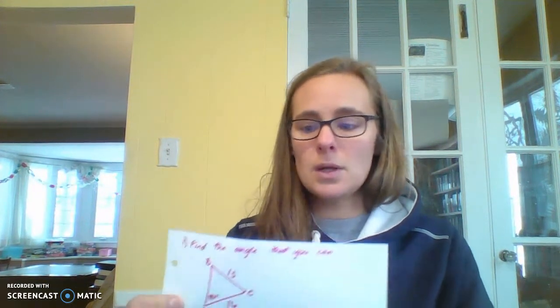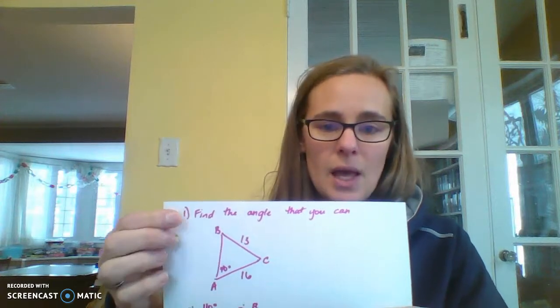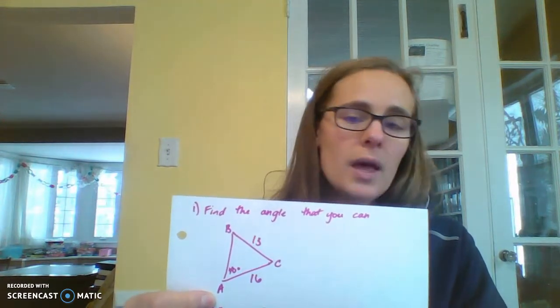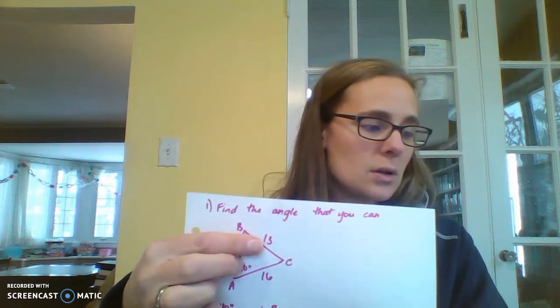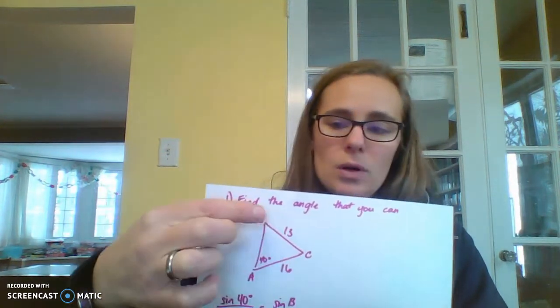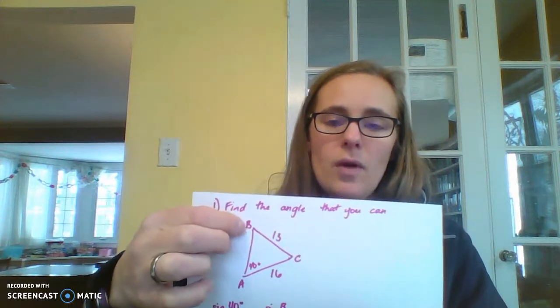I bet you can't guess what our last example is. So number 6 then, go ahead and pause, set up the problem, come back when you're done. So first step, find the angle that you can. So here's our triangle that we have. So angle A, 40 degrees, opposite side is 13, side B is 16, and we're going to need to find angle B then.